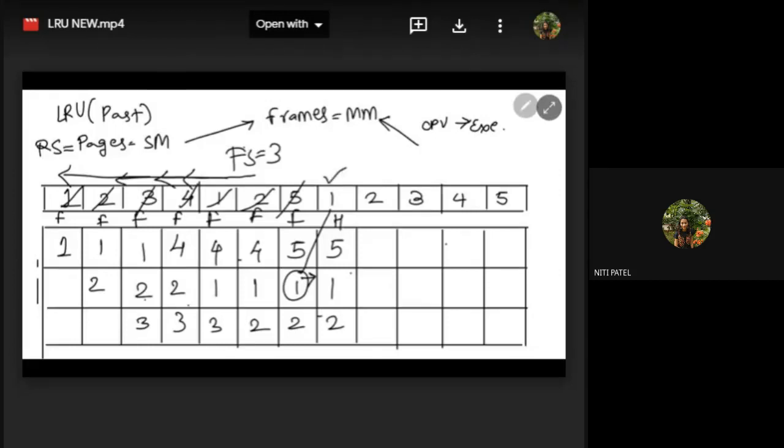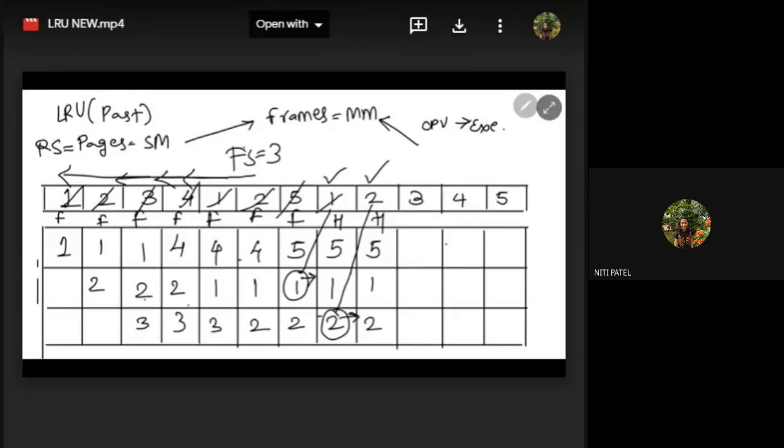So this is a page hit. Now again to load 2, 2 is already there, so we simply copy that 2 in the memory again. Copy 1 and 5 as it is with a page hit. Now when I come to 3, the next page, and I want to load it, I will not consider the page hits over here.